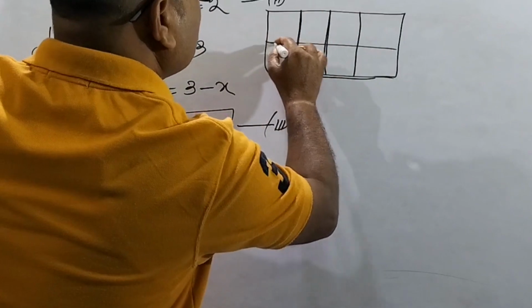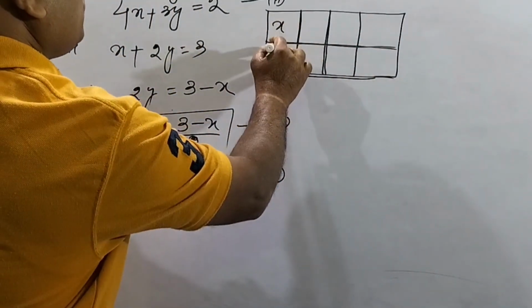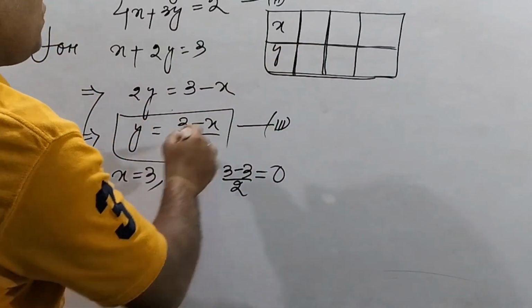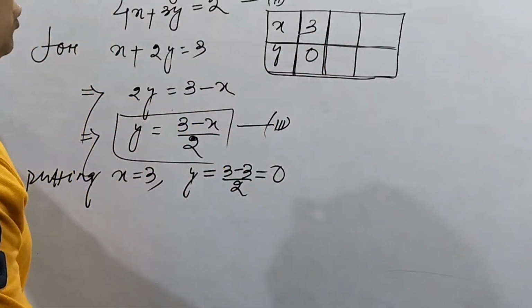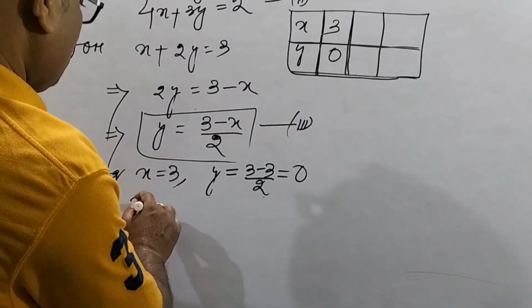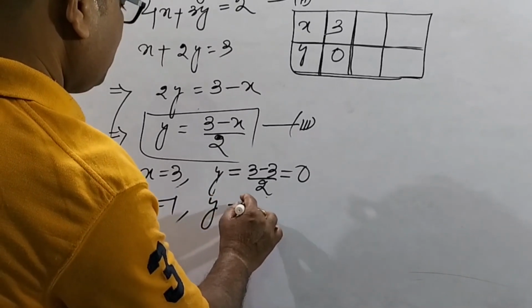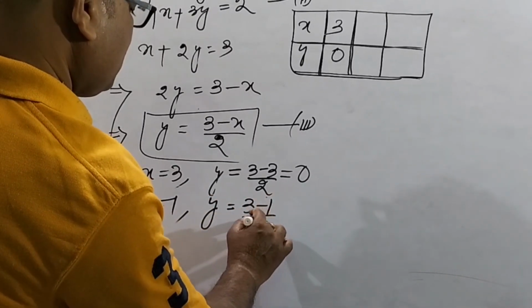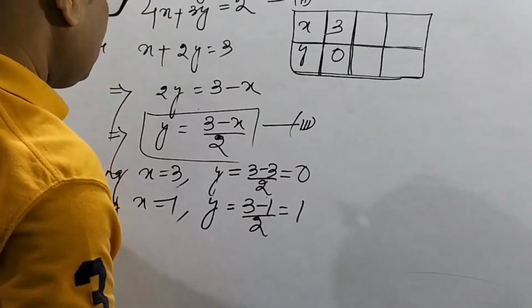I'll get the 3 coordinates in order to draw a line. This is x and y. If x equals 3, then y you got 0. Now putting x equals 1, y will be (3 minus 1) by 2. This is 2 by 2, that is 1.